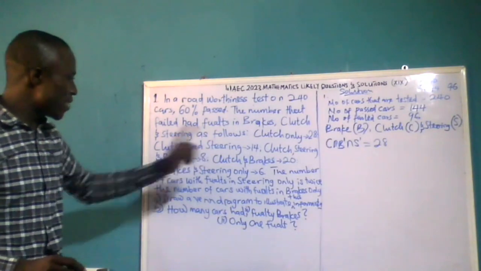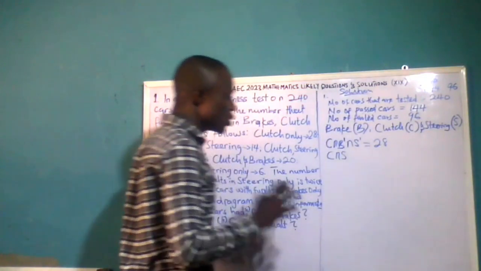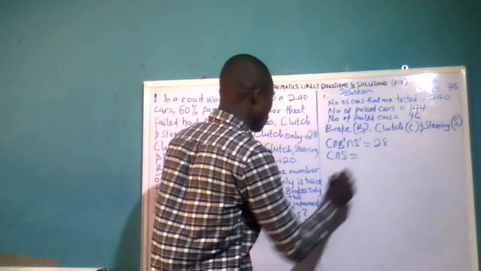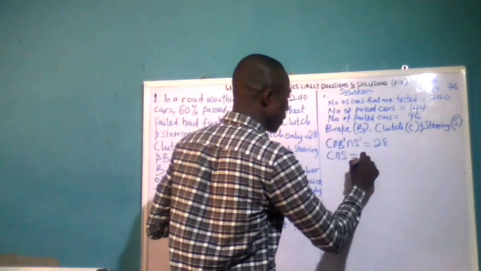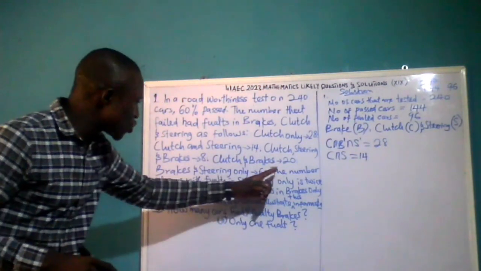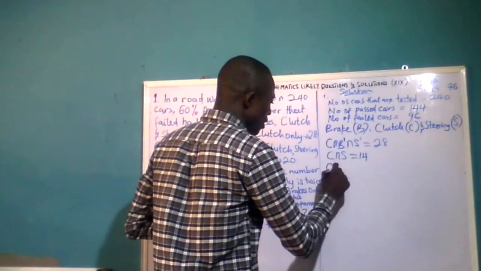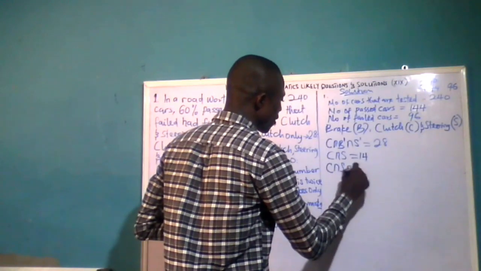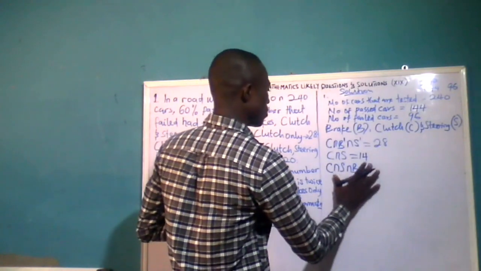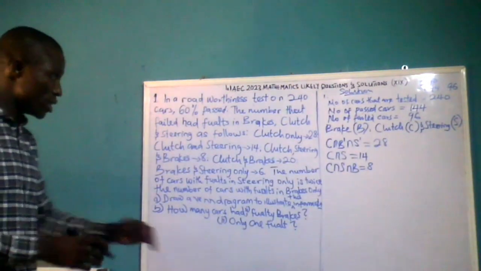Followed by clutch and steering. Now this is clutch intersection steering. Those that have fault in both clutch and steering, with no further information, is equals to 14. Now those that have fault in clutch, steering, and brake are given to be 8. So we have clutch intersection steering intersection brake, 8 cars are found in this compartment.